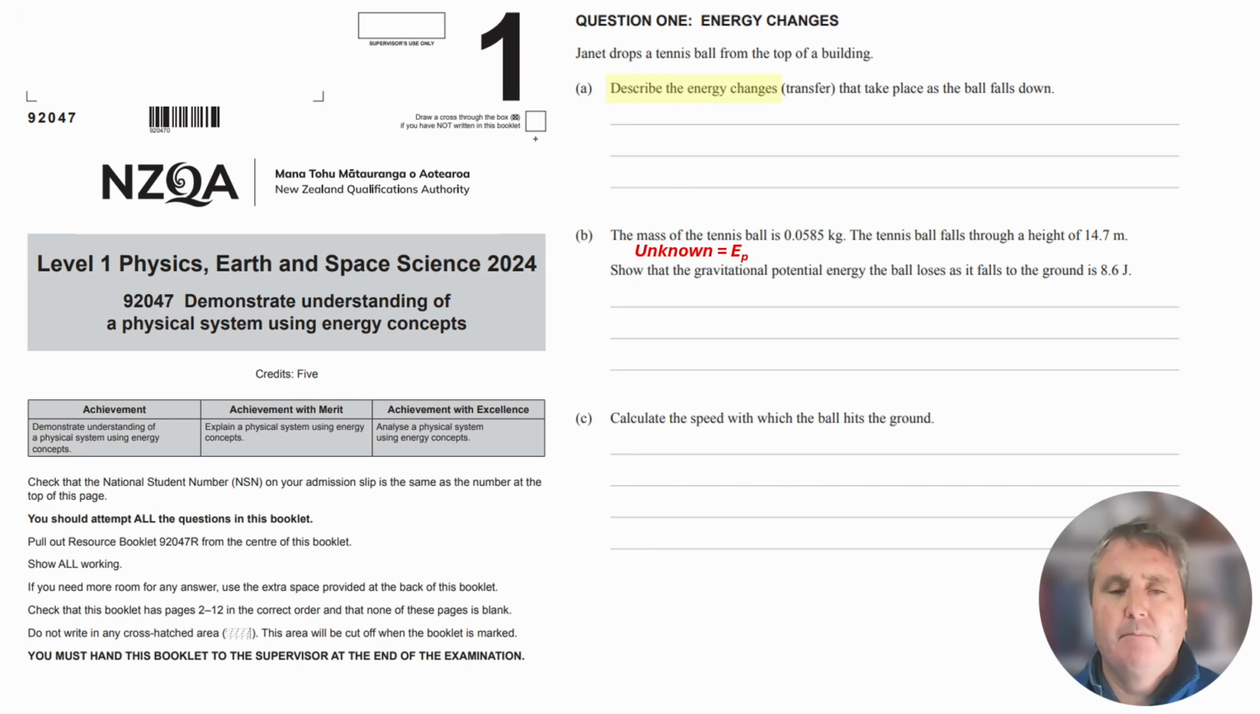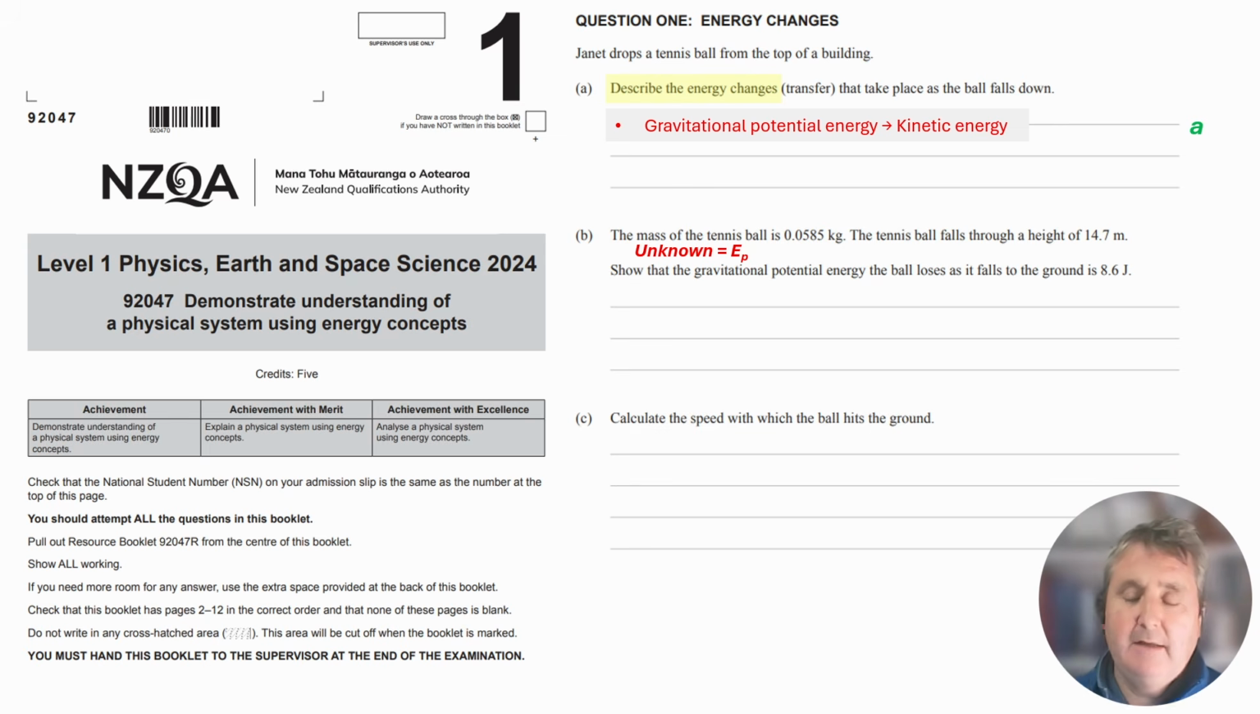So for the energy changes, we're going to write gravitational potential energy and then draw an arrow and put kinetic energy on the other side. That's the transformation that's happened. Make sure the arrow is pointing towards the kinetic energy from the gravitational potential energy. Now that is an achieved point, and we're going to count up the total number of achieved, merit and excellence points, and those will determine what grade we get for each question out of 8.